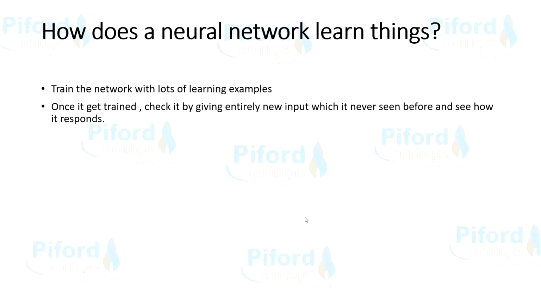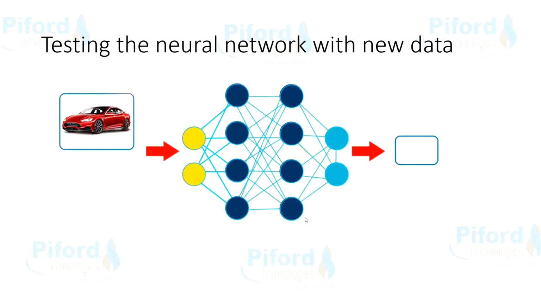Now how does a neural network learn things? This is again a very important thing. So how do neural networks learn things? We need to train the network with lots of learning examples, and once it gets trained, check it by giving entirely new input which it has never seen before. And let me show you with this example.